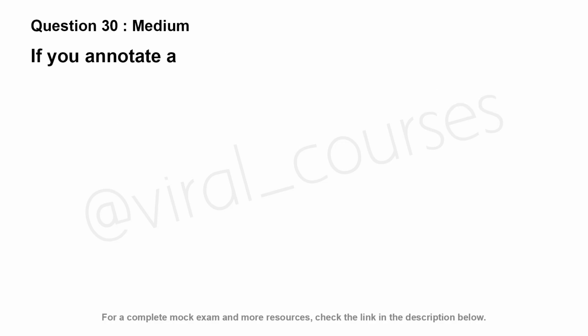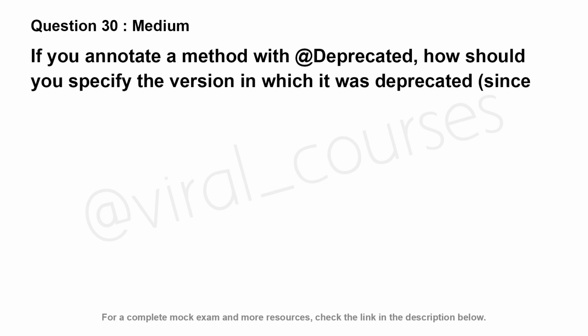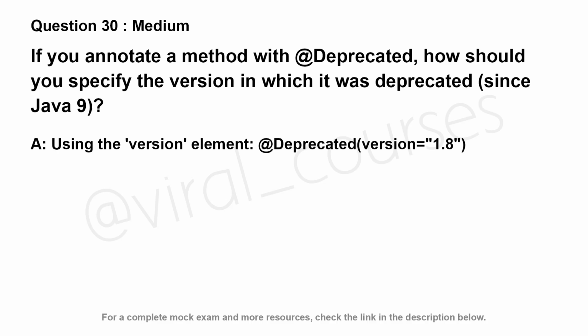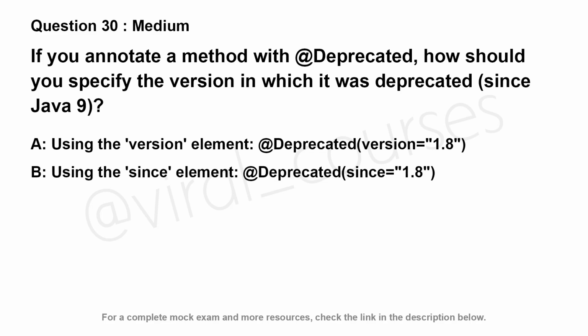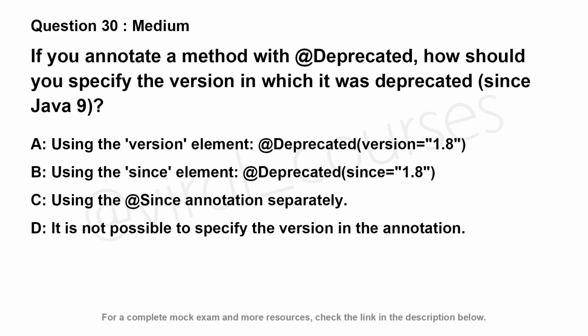If you annotate a method with @Deprecated, how should you specify the version in which it was deprecated? Since Java 9. Option A. Using the version element: @Deprecated(version=1.8). Option B. Using the since element: @Deprecated(since="1.8"). Option C. Using the @since annotation separately. Option D. It is not possible to specify the version in the annotation.